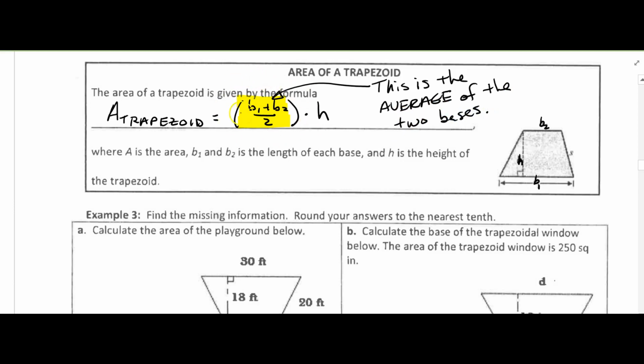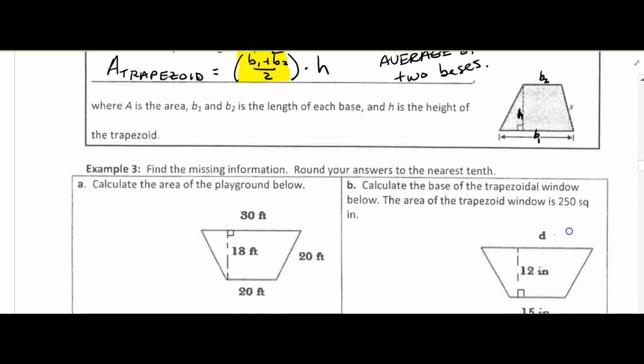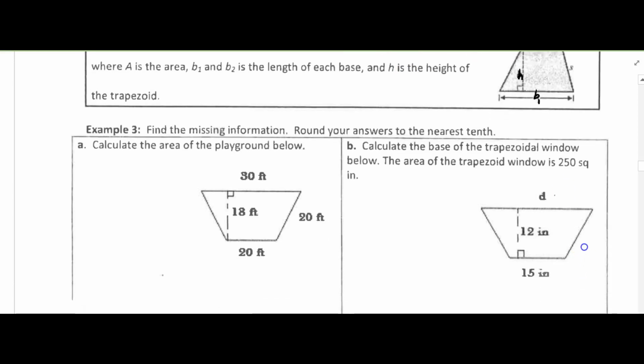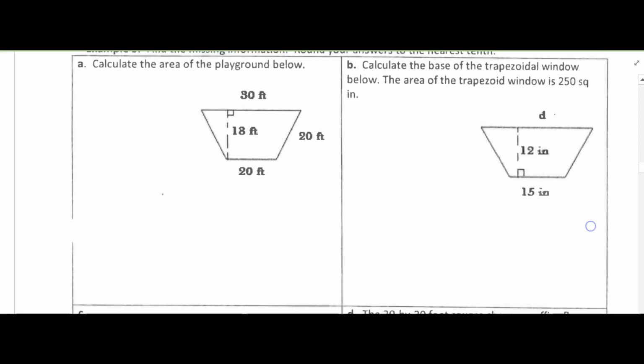So basically what we're doing here is we're finding the average of the bases and then multiplying by the height. So really what we're doing is we're finding a rectangle whose base is the average of these two bases and then multiplying it by the height. Alright, so A is the area, B1 and B2 are the lengths of the bases, and H is the height of the trapezoid. So let's go ahead and see how this works with example B here.